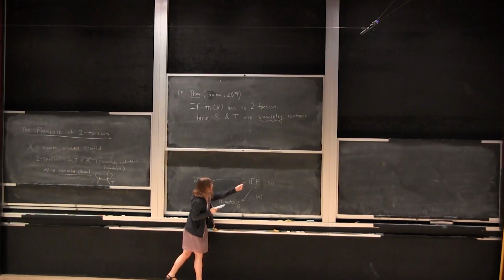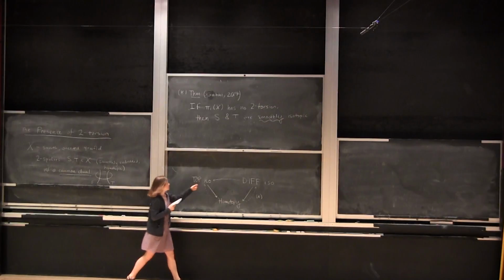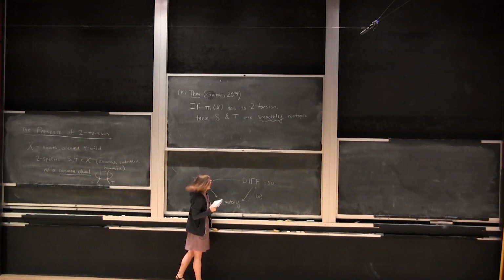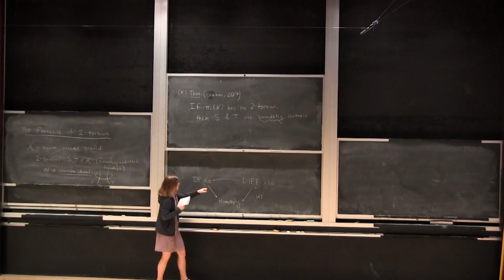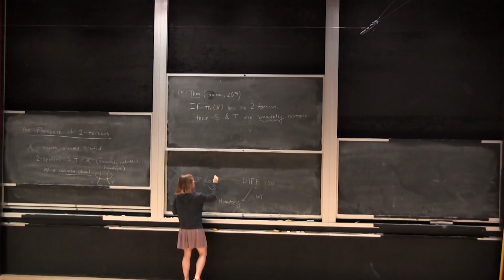So this direction, I've now clued you in, you can do it sometimes I suppose, but in general there are a lot of counterexamples to this. So there are a lot of 2-spheres that are topologically isotopic that are not smoothly isotopic.